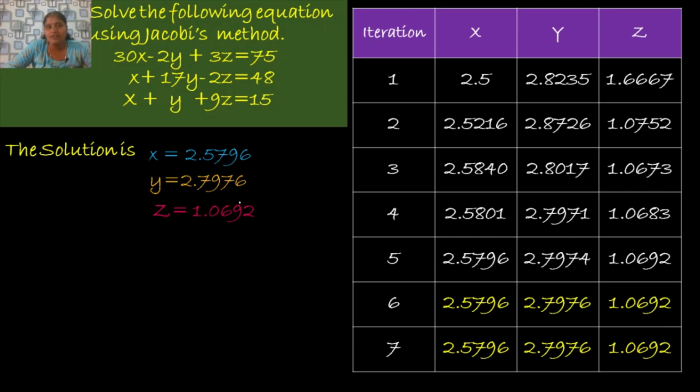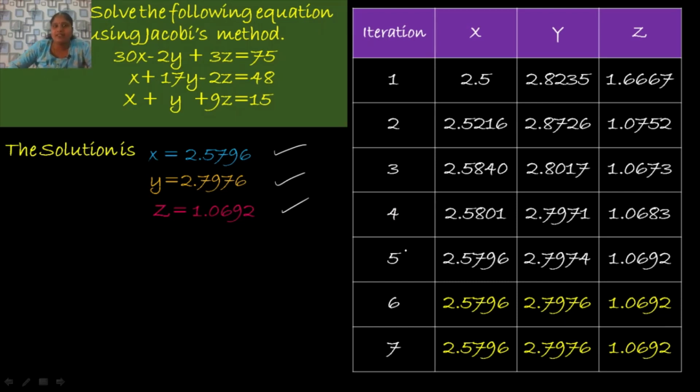So these values of x, y, z are correct up to 4 decimal places. We have to take up to 4 decimal places. Sometimes you have to take up to 3 decimal places. If it is 3 decimal places, you have to stop at 3 decimal places. Here I have to take up to 4 decimal places. So the values of x, y, z correct to 4 decimal places: x is equal to 2.5796 and y is equal to 2.7976 and z is equal to 1.0692.